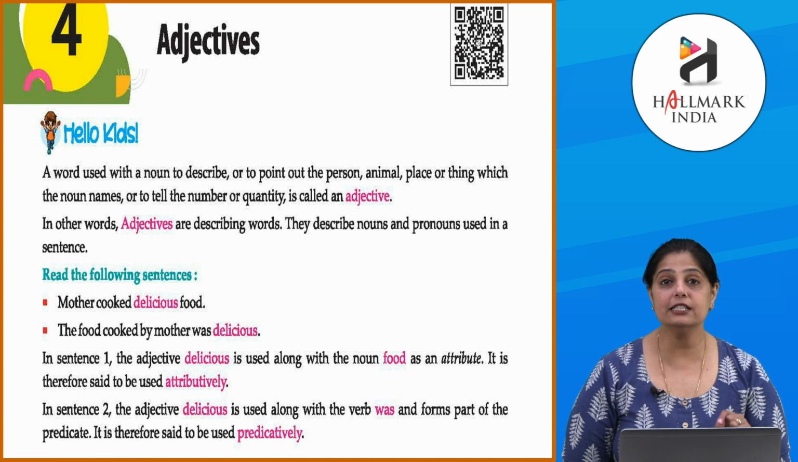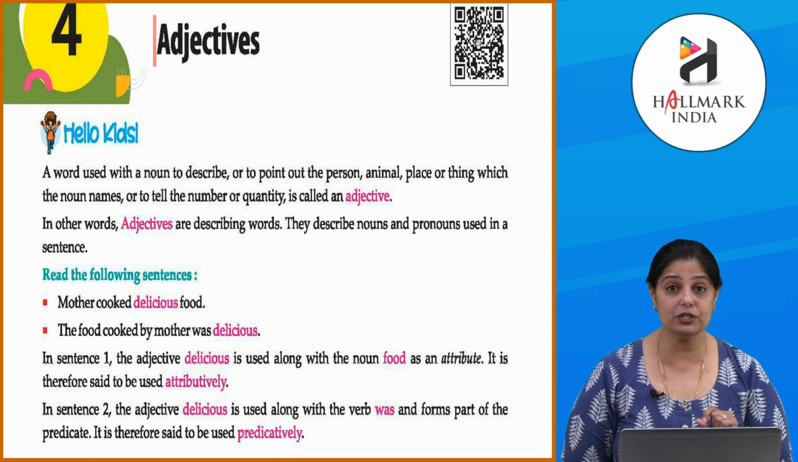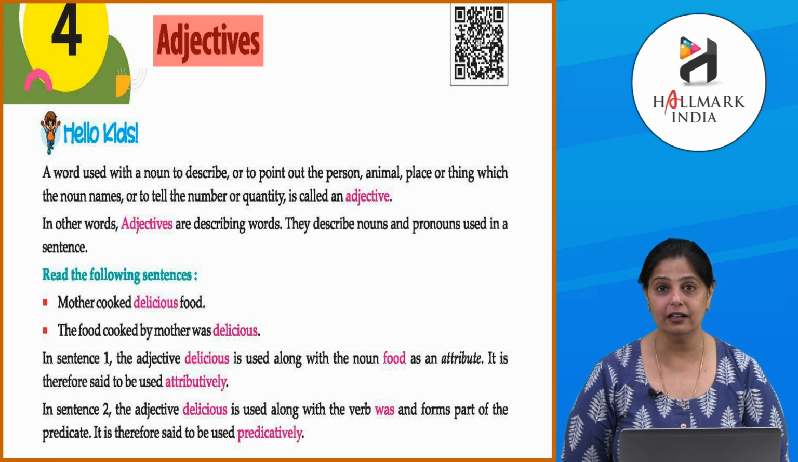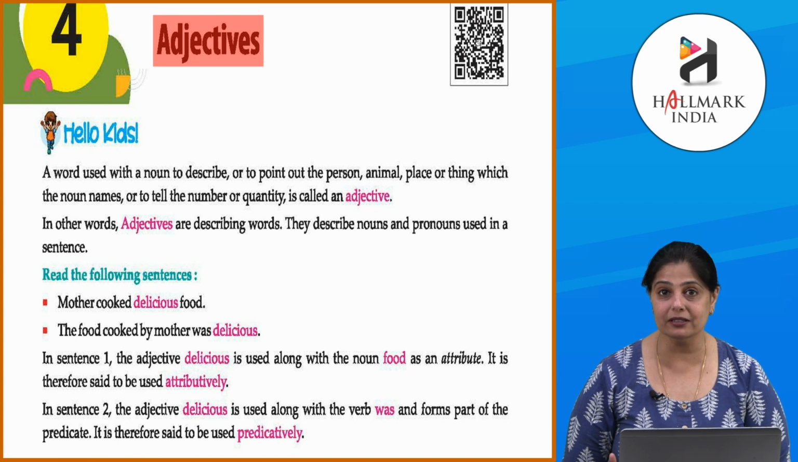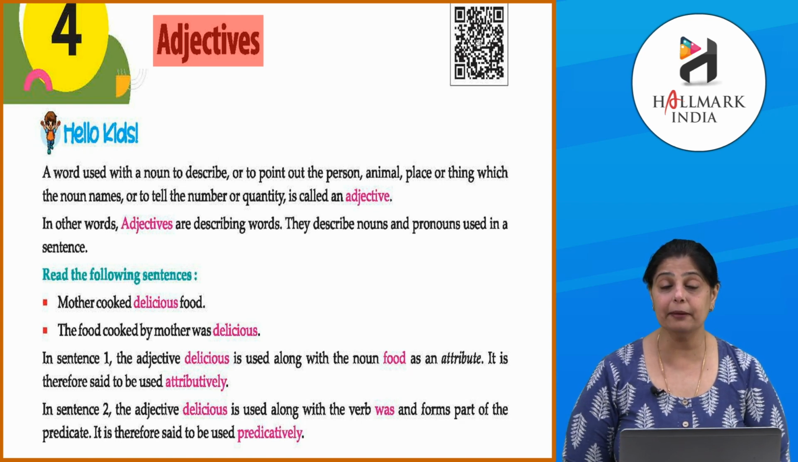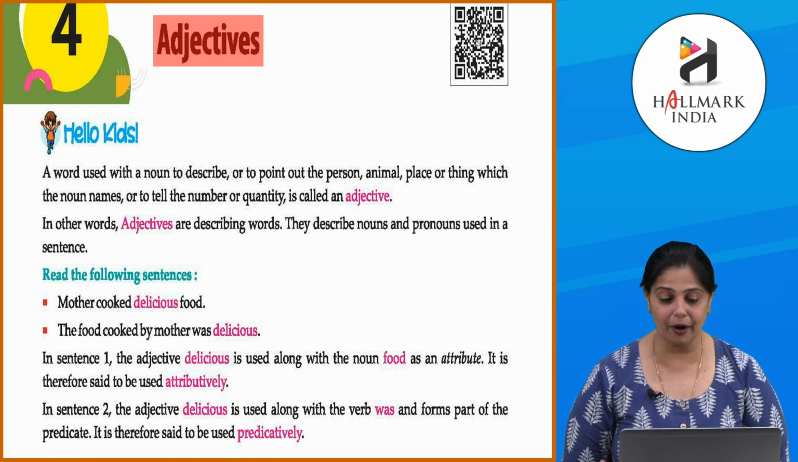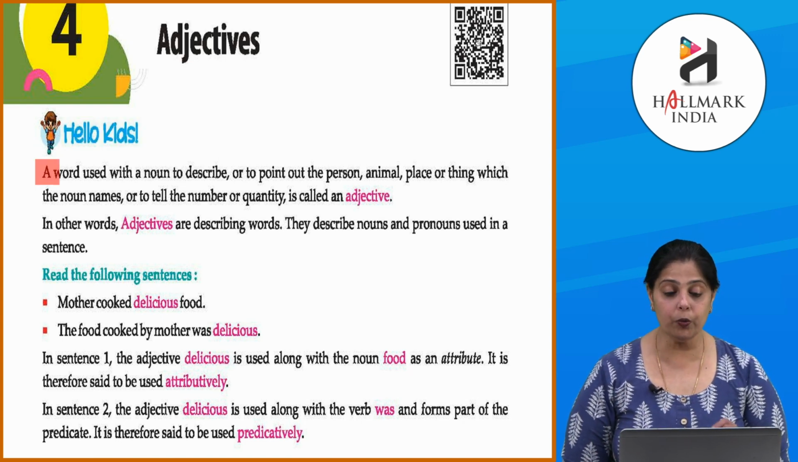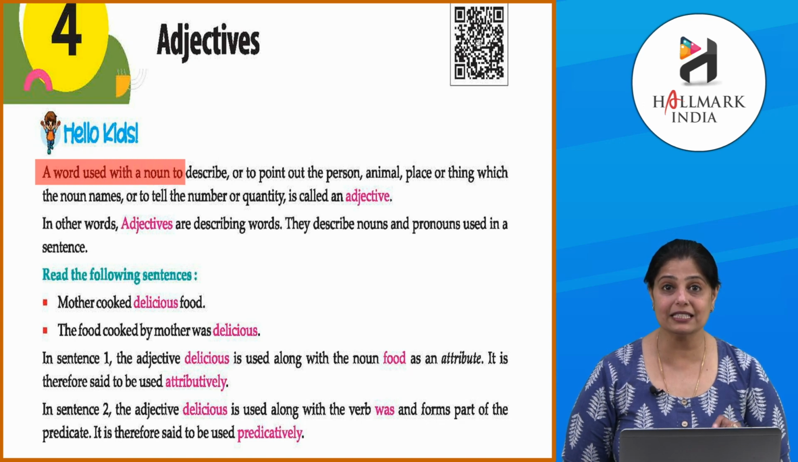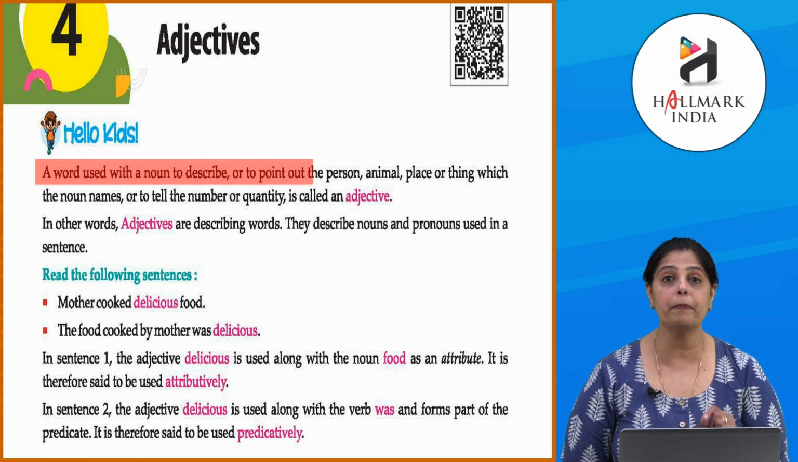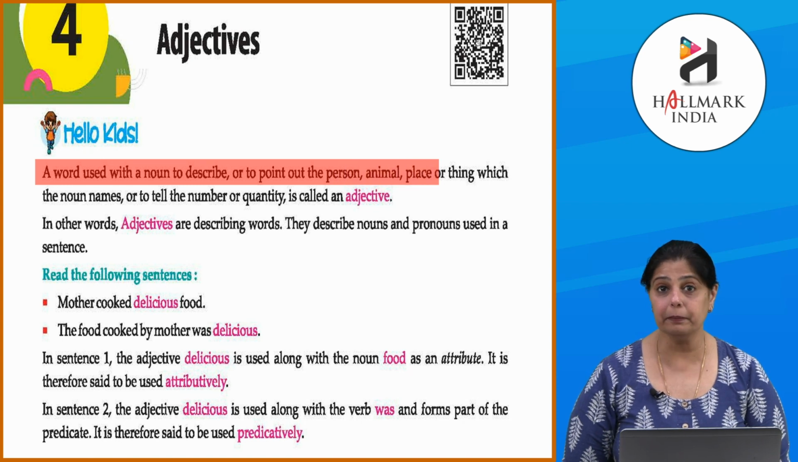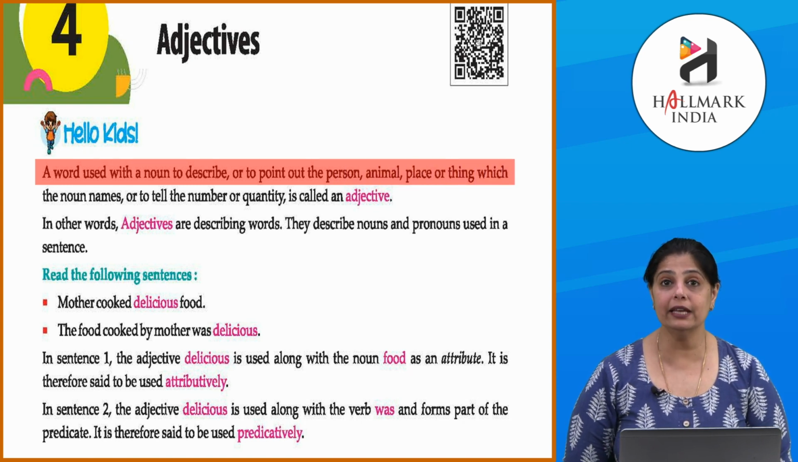So children, let's look at the next part of speech, which is called the adjectives, in detail. We already know that adjectives are the describing words, so we've already studied them, but in this chapter we are going to study them in more detail. A word used with a noun to describe or to point out the person, animal, place or thing which the noun names, or to tell the number or quantity, is called an adjective.